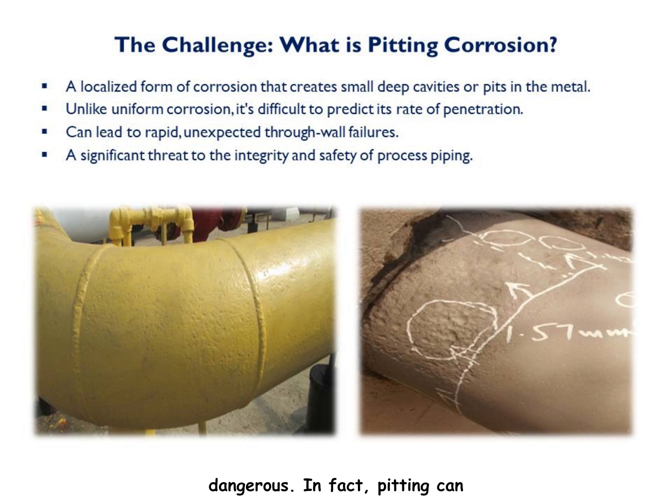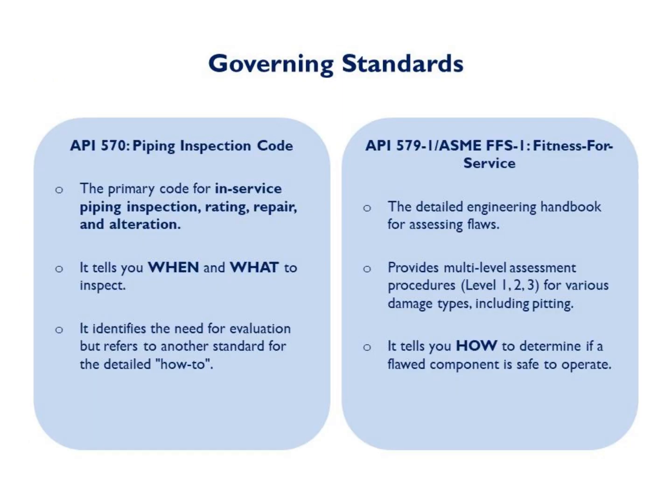In fact, pitting can lead to rapid and unexpected through-wall failures, which means the metal can suddenly fail without much warning. This poses a significant threat to the integrity and safety of process piping systems, which are critical in many industries. Recognizing and understanding pitting corrosion is essential in our efforts to prevent costly failures and ensure safety across our operations. Let's talk about the governing standards that guide our piping integrity management.